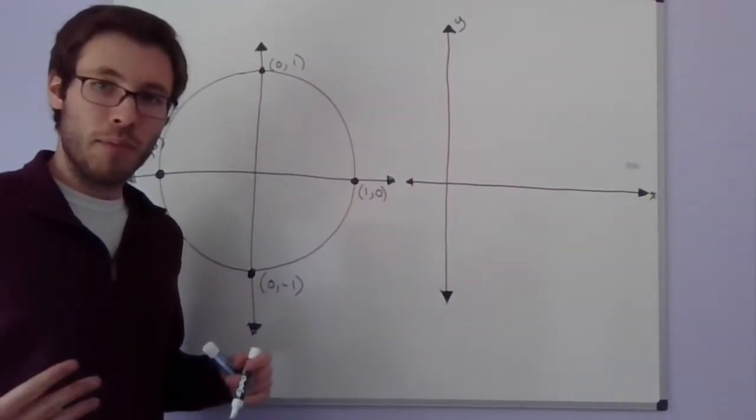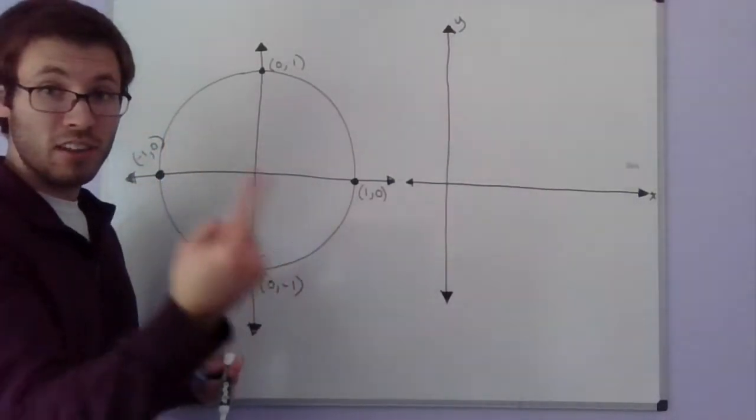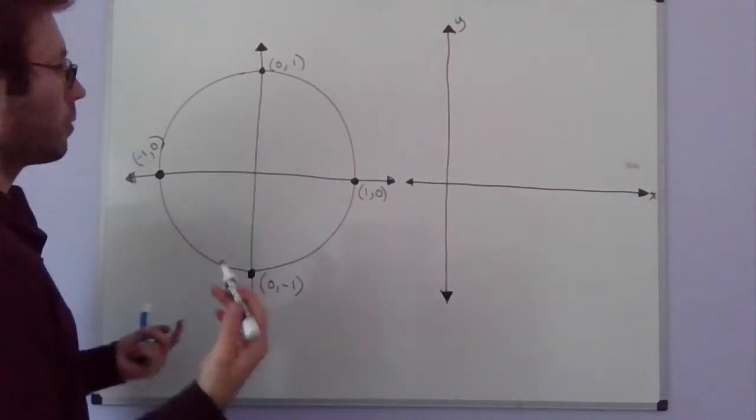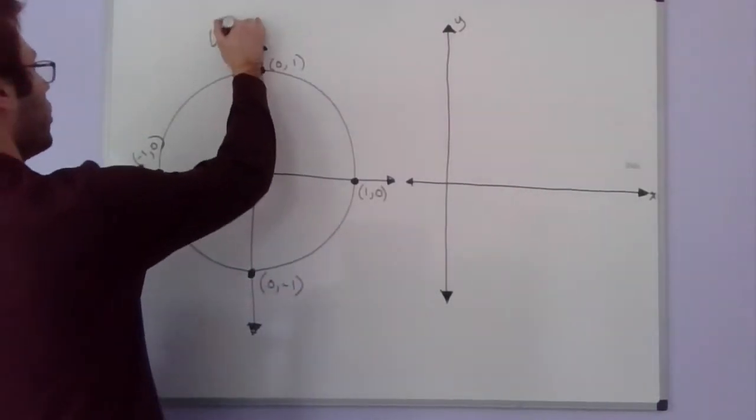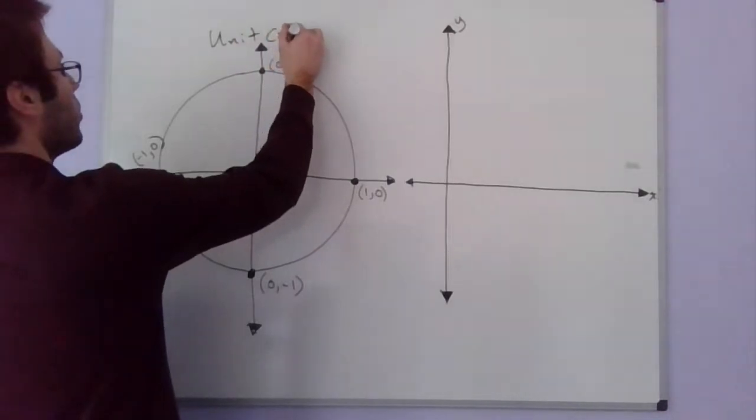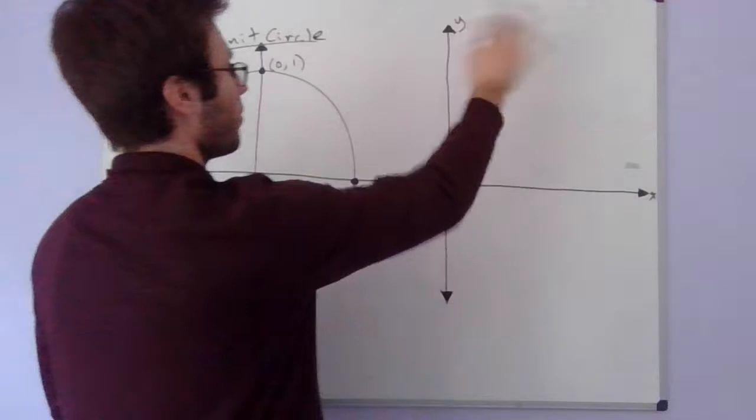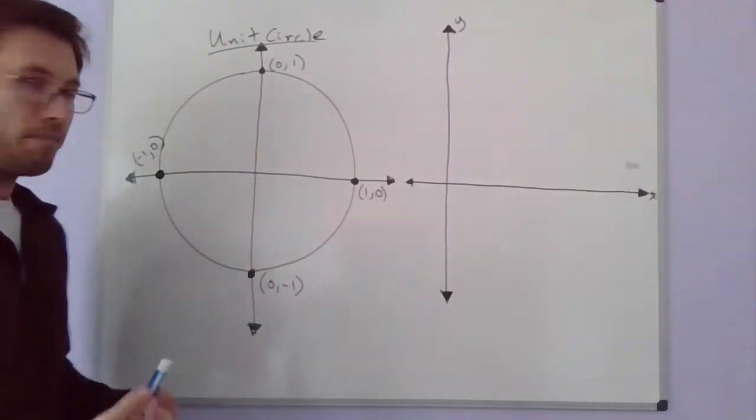So in this video, we're going to talk about three things. We're going to talk about how to graph sine, cosine, and tangent. That's the goals. And we're going to talk about how to take our unit circle and how to use that to our advantage to create our functions for sine, cosine, and tangent.